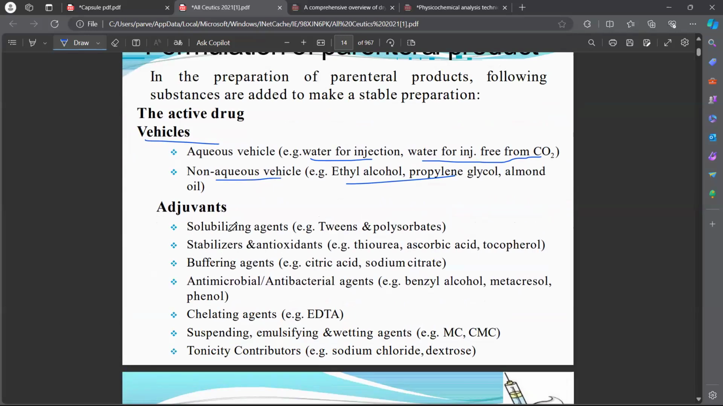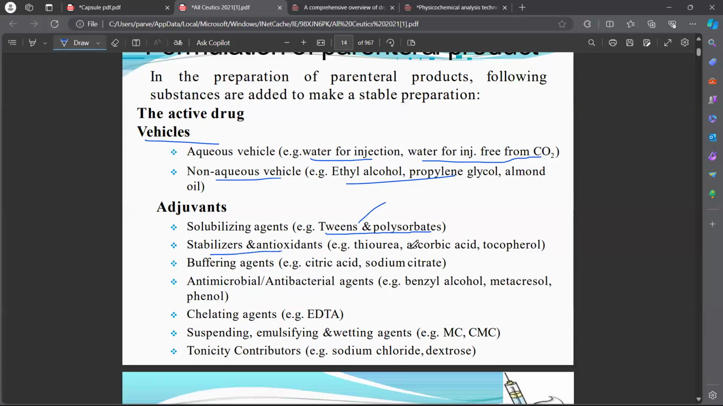To increase solubility, we can use solubilizing agents like Tweens and polysorbates. Generally, non-ionic surfactants are the only ones injected. Anionic and cationic surfactants may cause irritation, which is why they are not administered. Only non-ionic surfactants are administered via the injectable route.